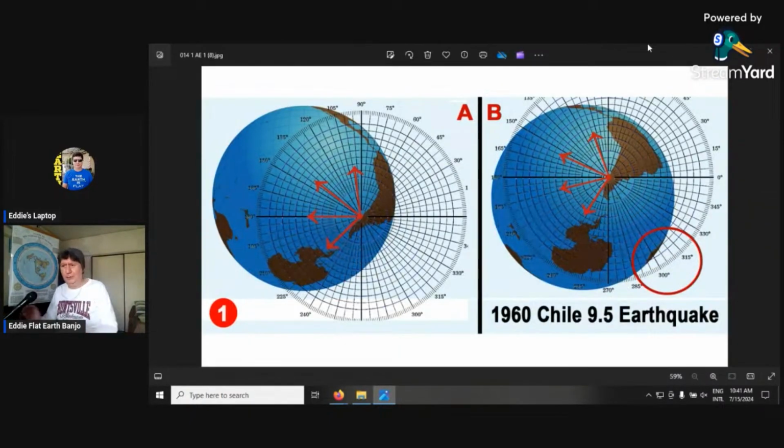Now, this one, I have talked about this last year, and talked again just a couple weeks ago. Tsunamis never wrap around Antarctica. Never, ever.